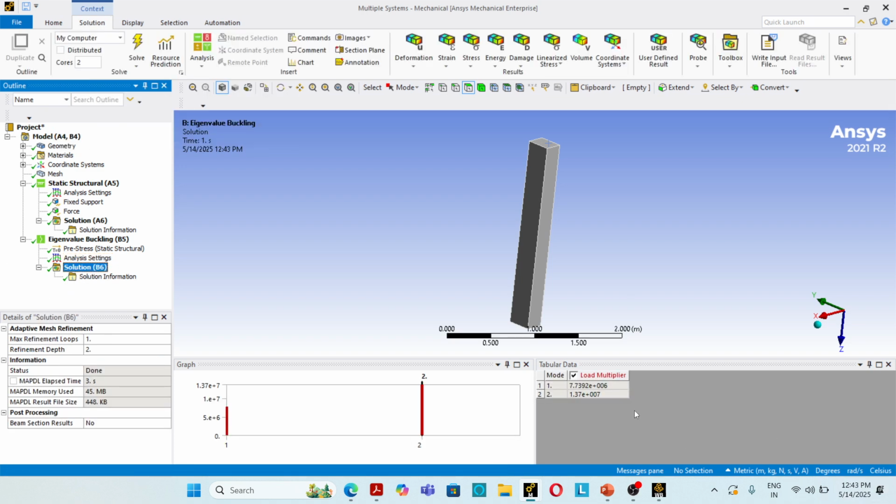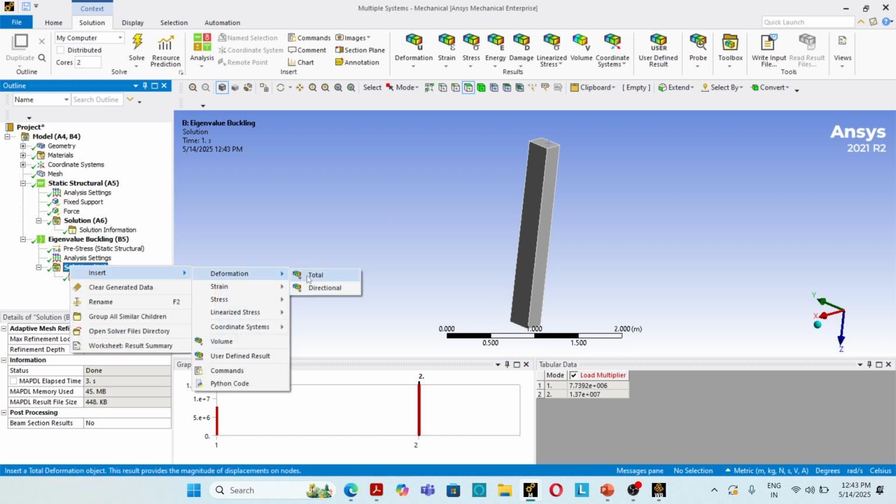Click on solution. See, this is the value, the critical load, 7,740 kilonewton. We already provided a force of 1, so the critical load will be 7,740 kilonewton. This is the load multiplier. That is why I gave the force as the value 1. So this is the value we have got, 7,740 kilonewton.